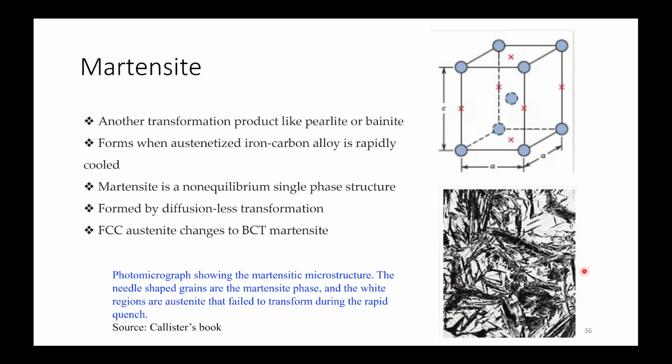This is what your micrograph looks like. In this case, it shows martensite microstructure having needle shaped martensitic phase, and the white region shows retained austenite because of rapid quenching.